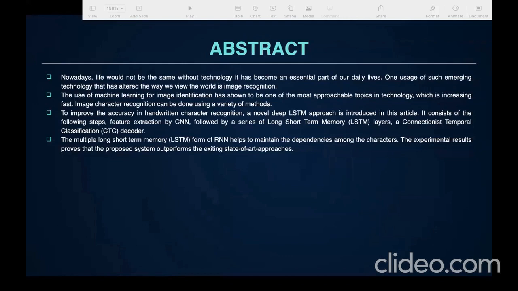The process entails the following steps: CNN feature extraction, a series of LSTM layers, and a connectionist temporal classification (CTC) decoder. The multiple long short term memory form of a RNN aids in preserving character dependencies. The experimental data shows that the suggested system performs better than the current state of the art approaches.